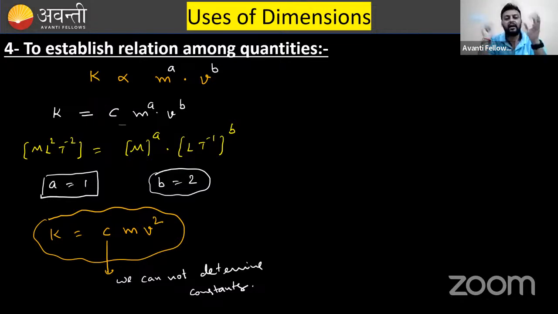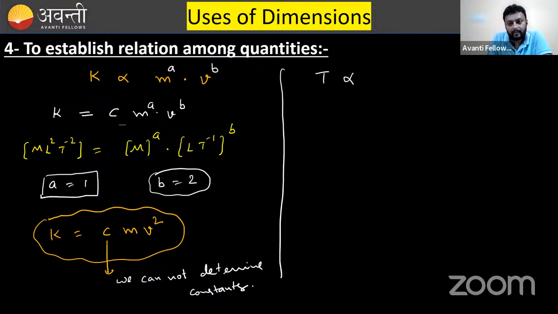You can establish the relation. I'm giving you this for homework actually. What is your homework? The time period of a simple pendulum depends on the length of the simple pendulum and acceleration due to gravity. Now you have to establish the relation among these quantities. T is the time period of the simple pendulum, L is the length of the simple pendulum, and g is the acceleration due to gravity. I think everybody knows the relation, so I'm not wasting a lot of time on that.